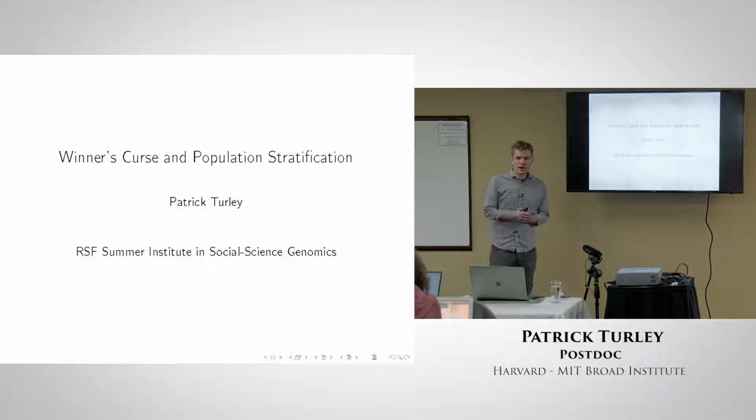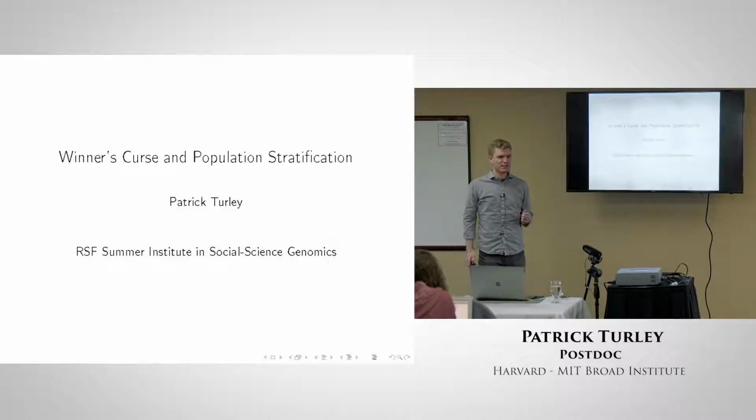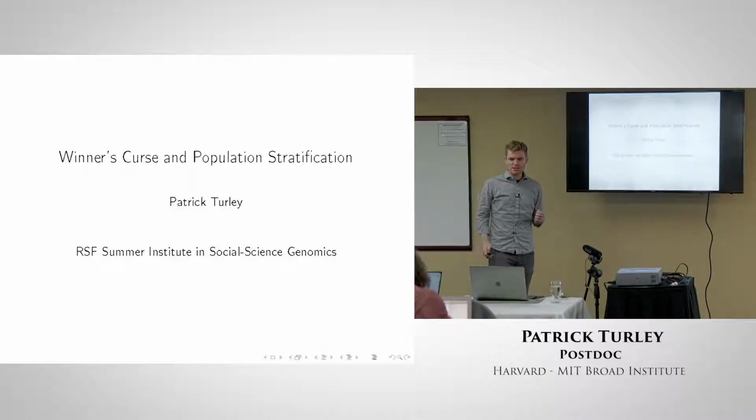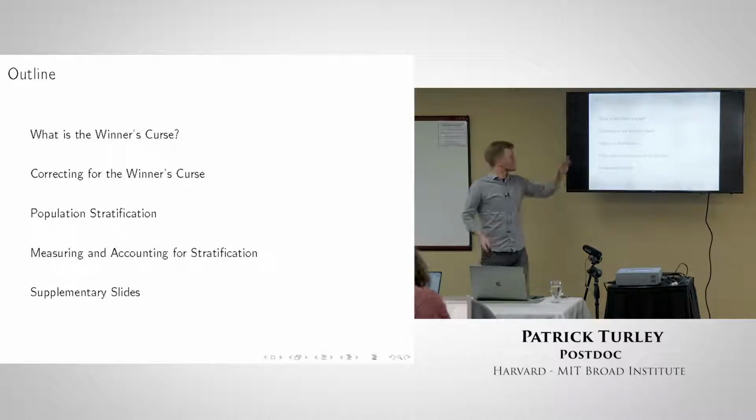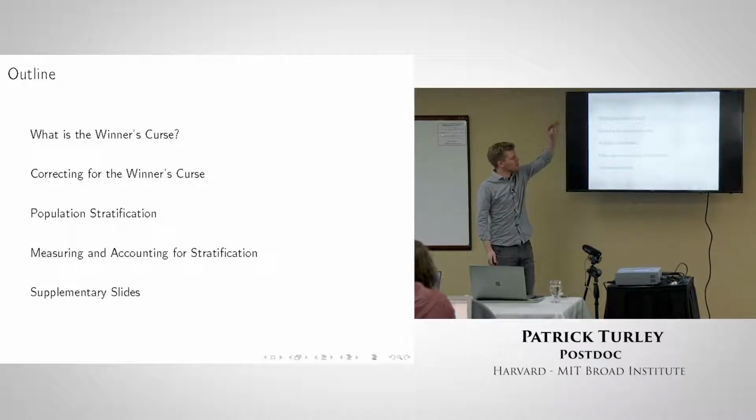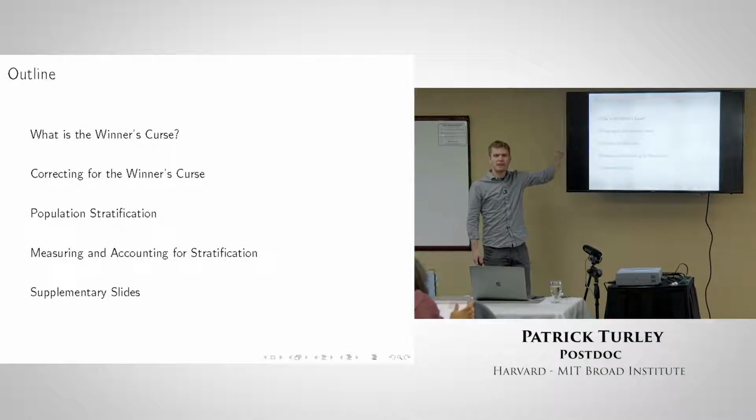Great. So I'm going to talk to you before lunch about winner's curse and population stratification. We're going to talk first about winner's curse, and how to correct for it. Then we'll have a discussion of population stratification, measuring it if it's there, and how to account for it if it's in your data. I have some supplementary slides at the end. We probably won't look at them, but you'll have them available to you.